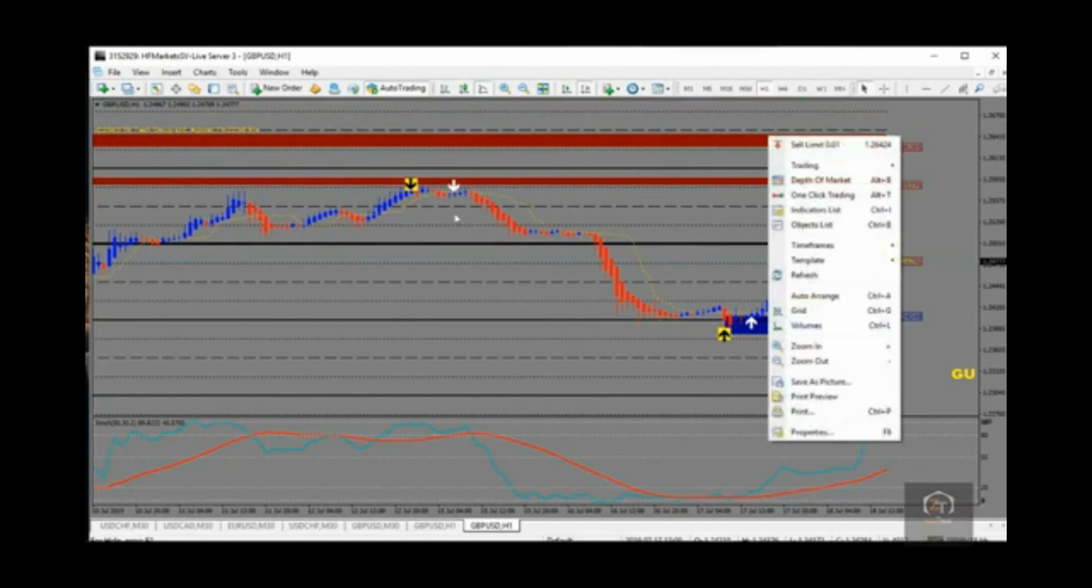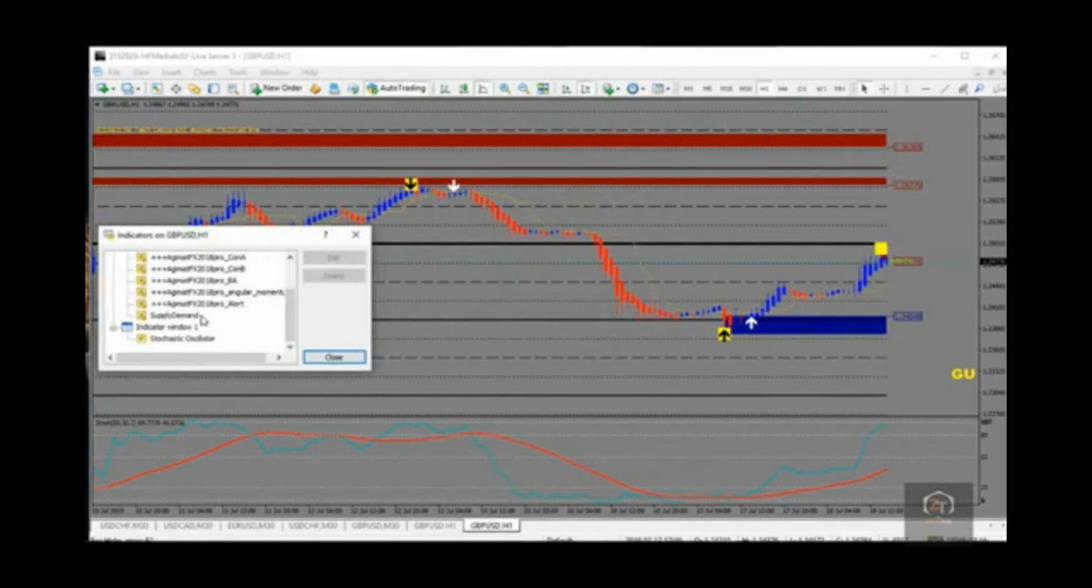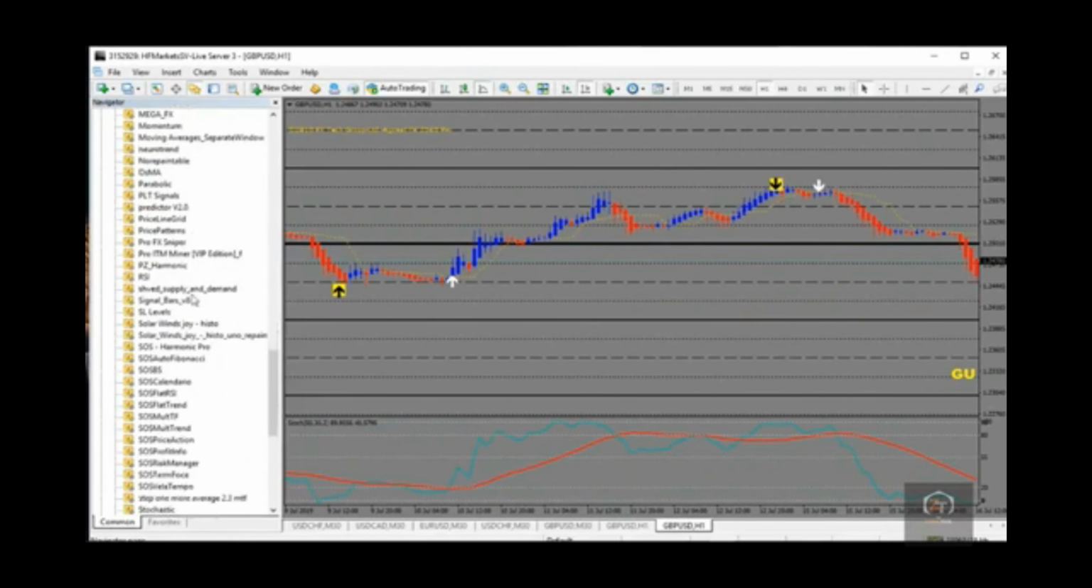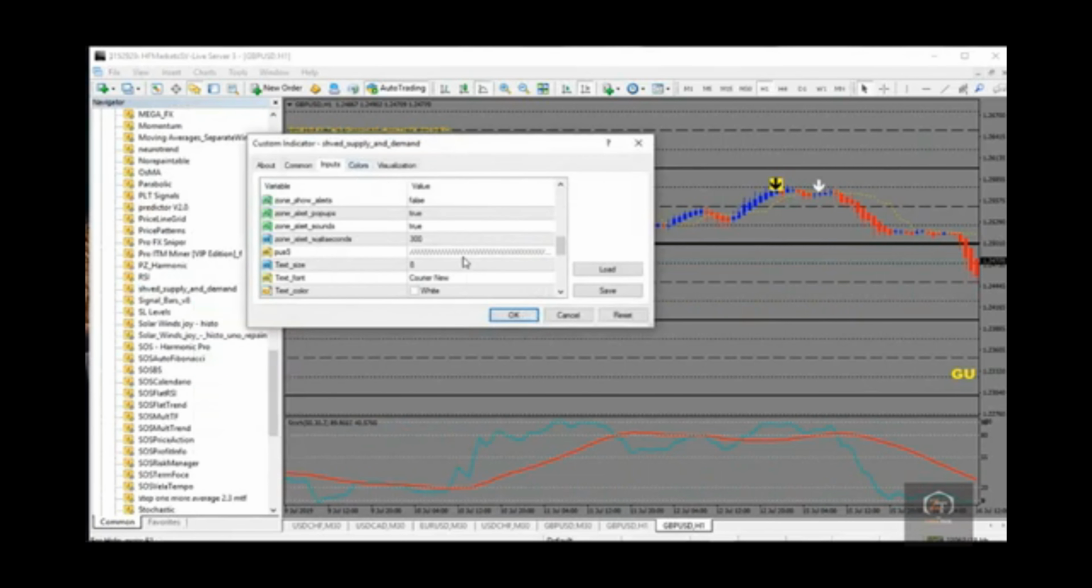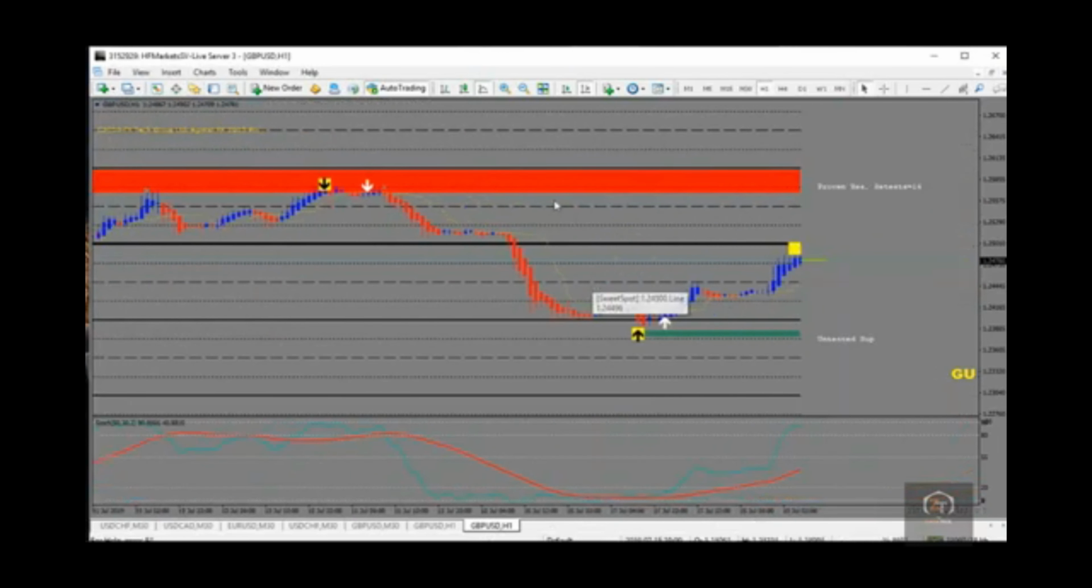But let me use the normal one that shows weak resistance, weak support, and other things. Let me add this one there, support and resistance. Okay, then let me switch on the Donchian channel. I have to switch on the Donchian channel. Okay, good. Now I've added support and resistance.